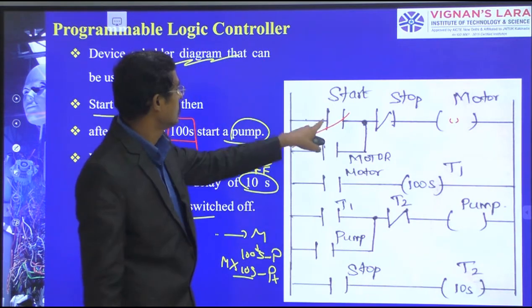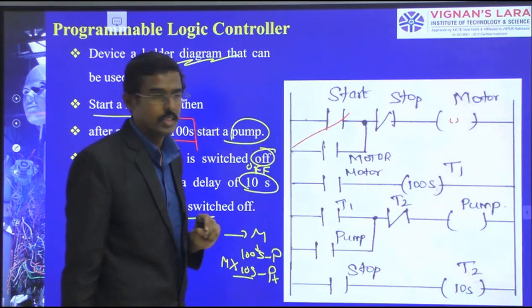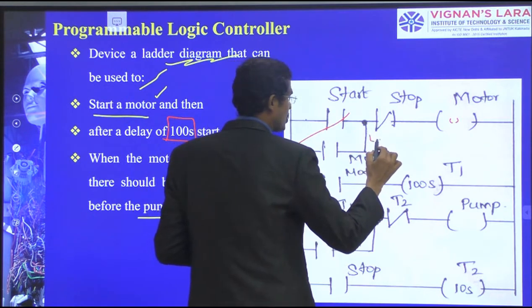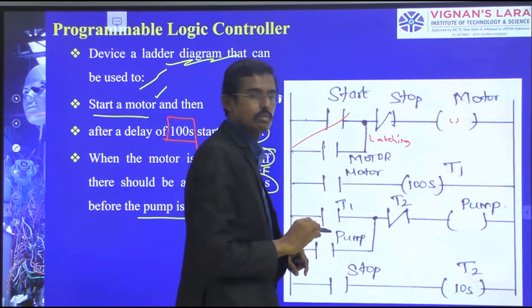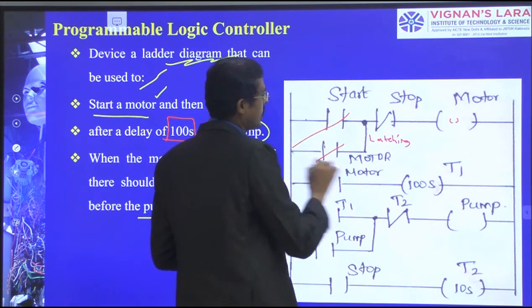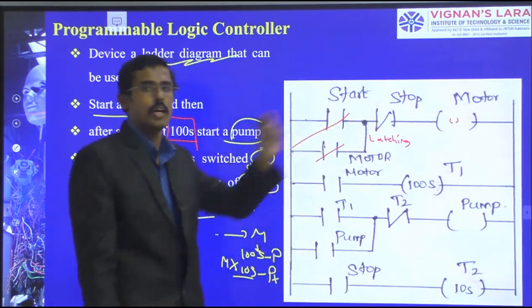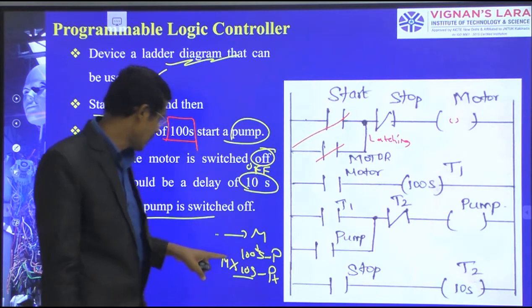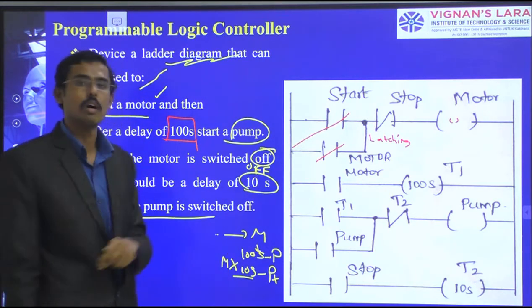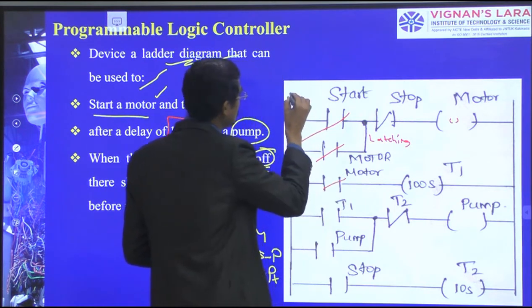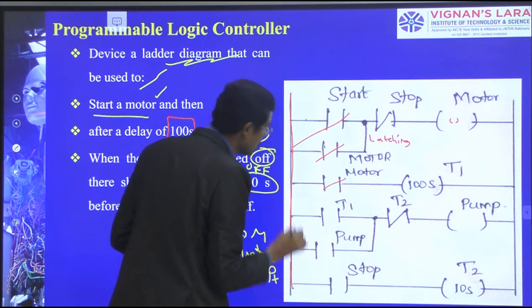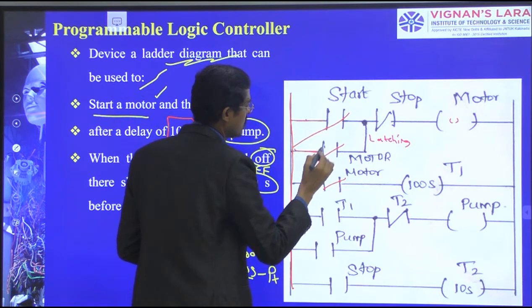And this start is a push button. Therefore I am doing the latching also. So it means this has been connected and it keeps on running. Motors keep on running. After the motor is on, according to the 100 seconds, the pump should turn on. Therefore, this motor's output I have taken here. Here is the power line. The power is ready.